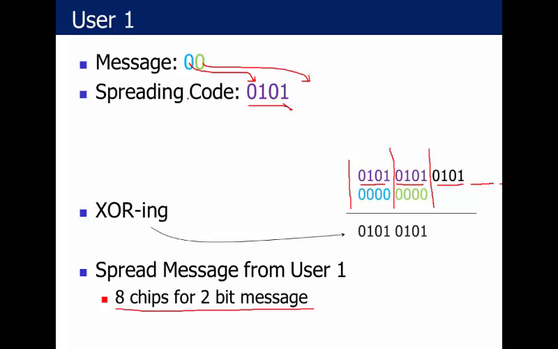So eventually, if we send the 2-bit message, how many chips? 8 chips, right? To send the 2-bit message, we eventually have 8 chips to be sent out. This is for user 1.